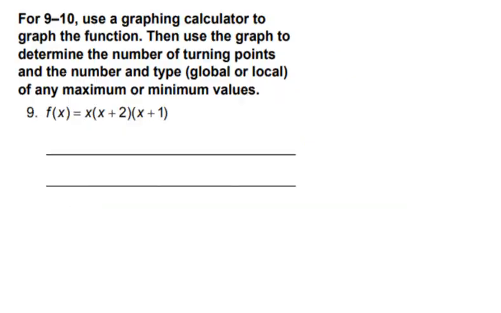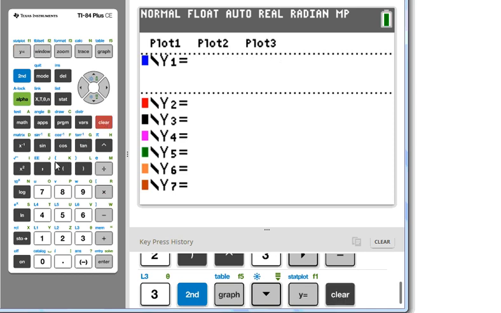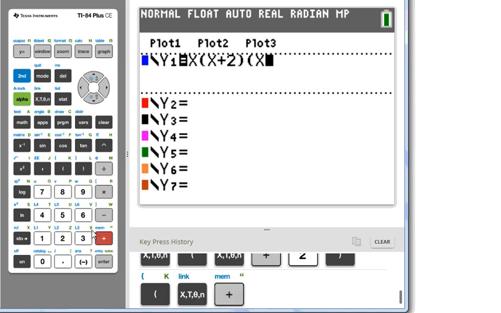Next, for 9 and 10, use a graphing calculator to graph the function, then use the graph to determine the number of turning points and the number and type, global or local, of any maximum or minimum values. So we have the factors here in factored form: x, x plus 2, x plus 1. Go to our graphing calculator. So we clear this: x, quantity x plus 2, quantity x plus 1, and we graph this in our calculator.